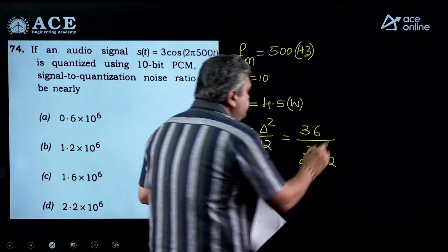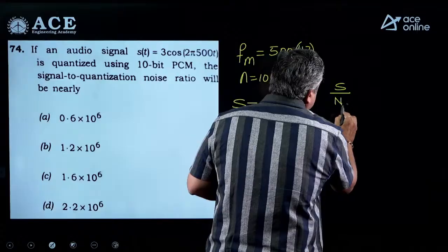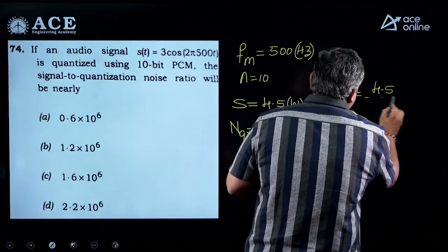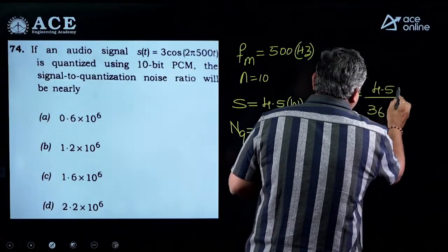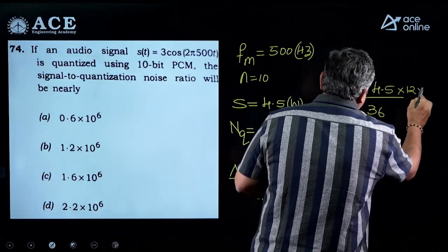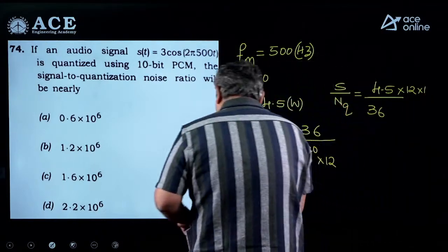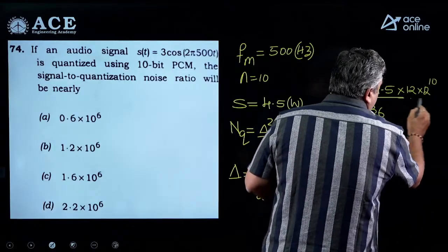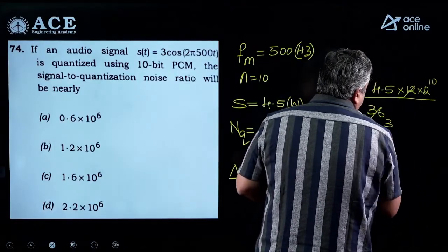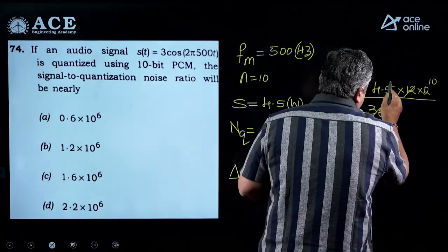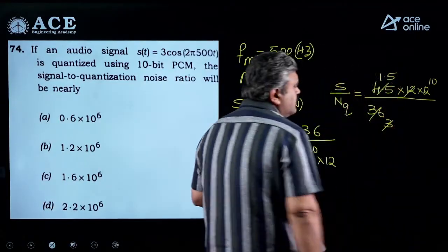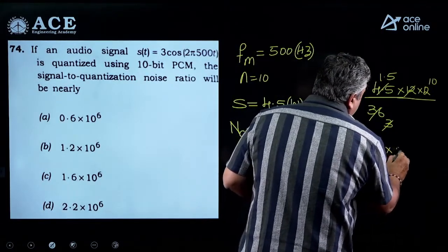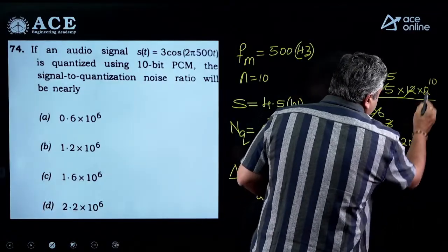So if you write your signal to quantization noise ratio, we have a signal power as 4.5 divided by 36, and all remaining terms will come in numerator: 12 into 2 power 20. Now 12 goes here 3 times. You can write 1.5 here, correct or not? So approximately you are getting 1.5 into 2 power 20.